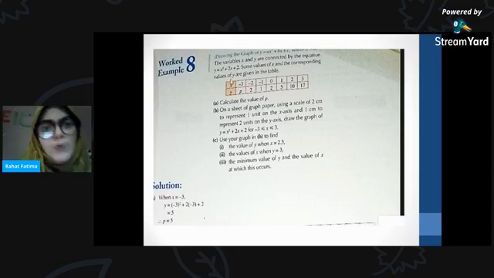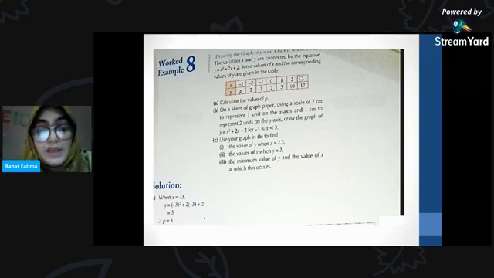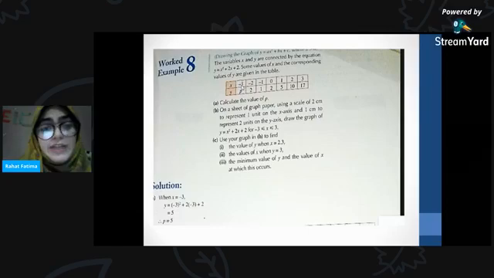So how do I find it? If you see over here, we are given different x values: -3, -2, -1, 0, 1, 2, 3. Leaving the first part, let's look at the second part. We see that if the value of x is -2, the value of y is 2. How did I get this 2?